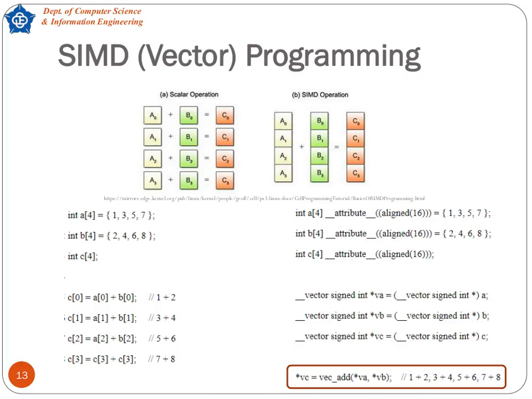The key takeaway is that SIMD packs multiple data elements into one register and processes them with a single instruction, dramatically boosting throughput for data parallel workloads.